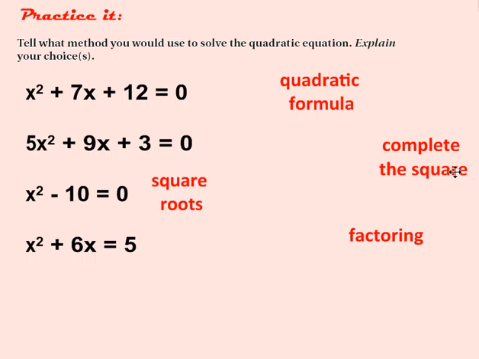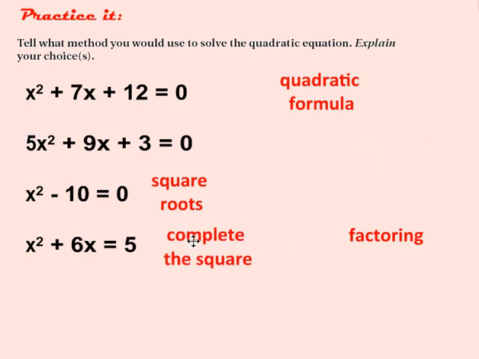Now, as far as completing the square, we're looking for something that does not have a first coefficient in front of the x squared, definitely not this one. And we're looking also for something that has an even value for b, so probably not the first one. Completing the square is ideal for this third one.